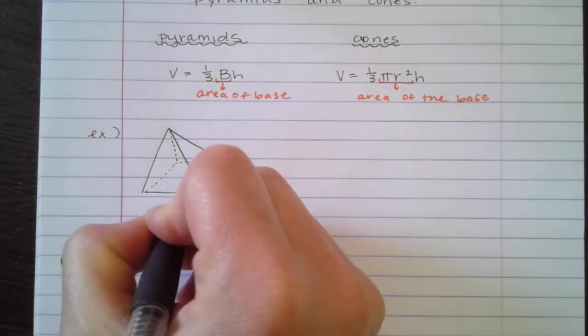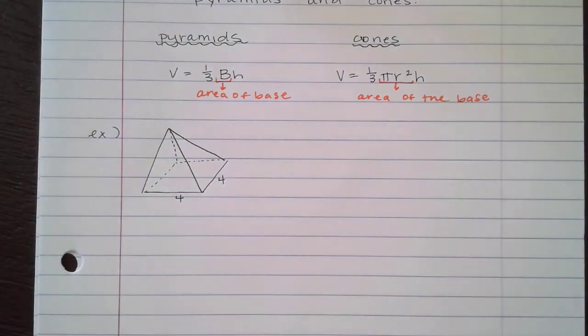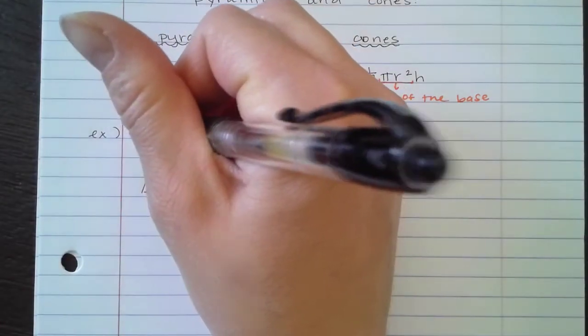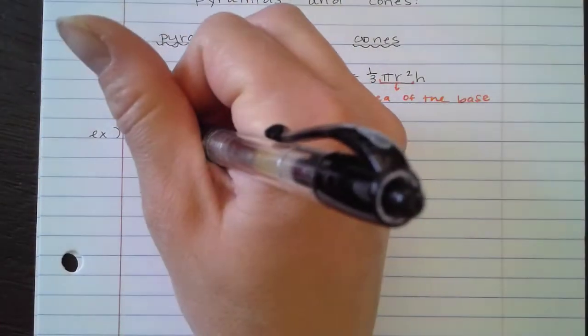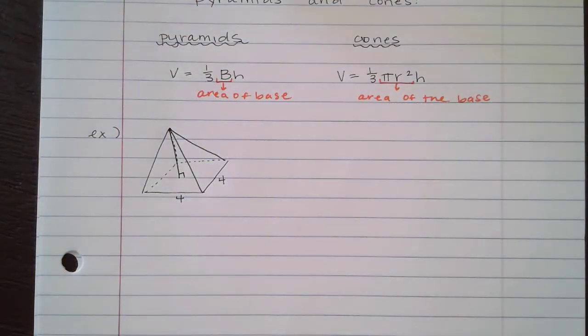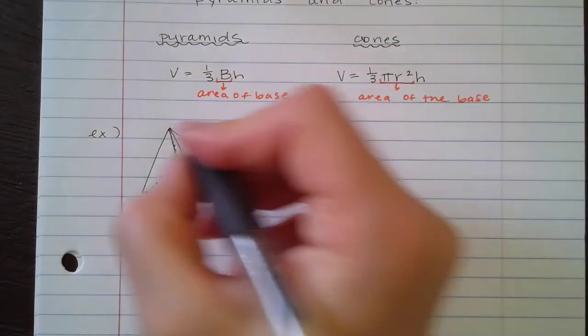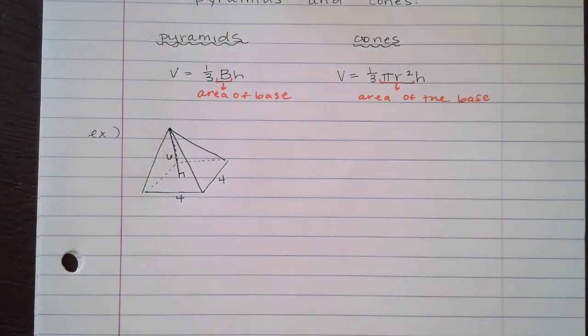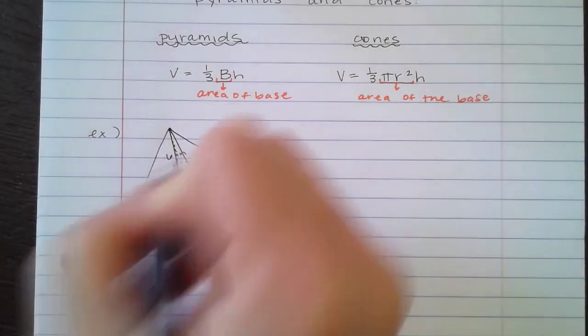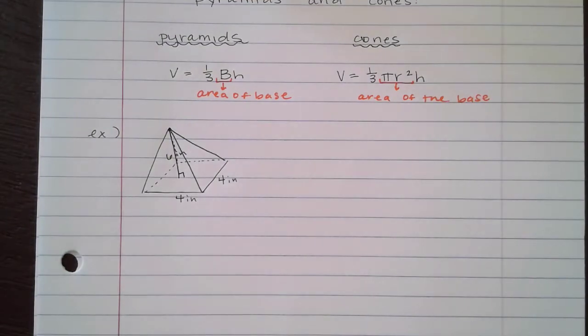I said this is a square, and it only works with these regular pyramids. The bases have to be regular shapes. And then the height goes from the very top directly down to a 90-degree angle. Man, this is a horrible drawing. Whatever. Directly down, and that is 6. So we're going to call those inches. I forgot to do that. Okay, so I actually have everything I need.